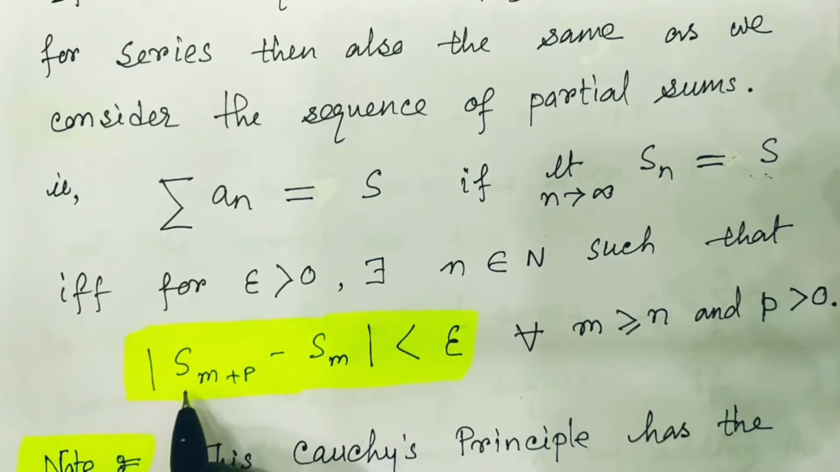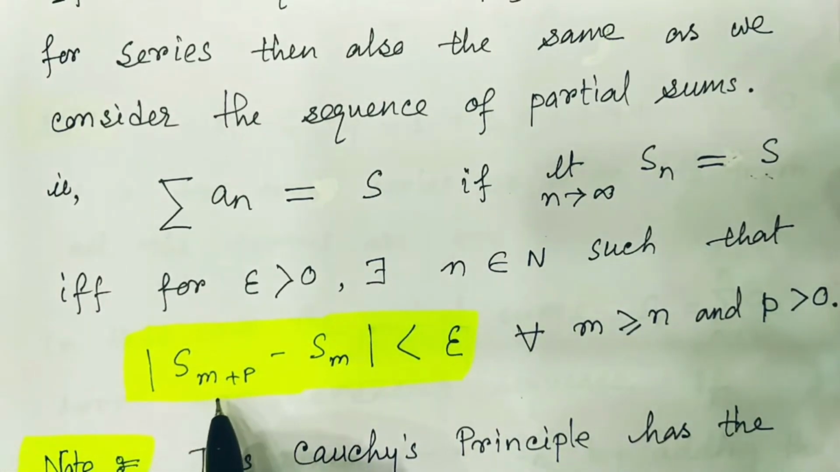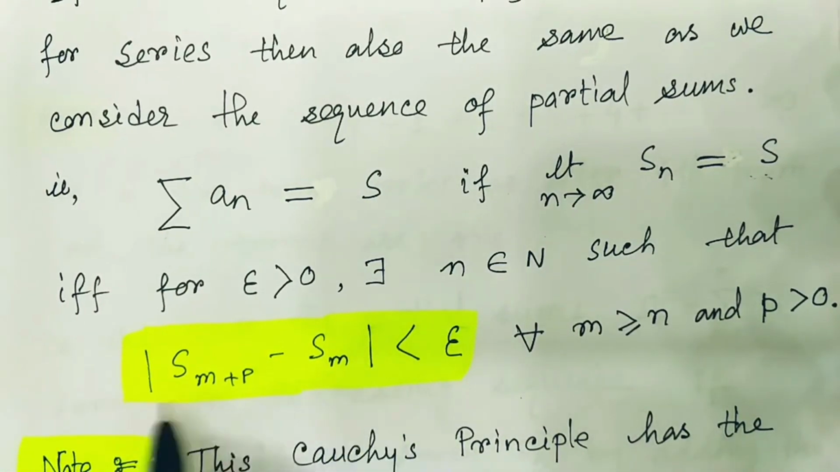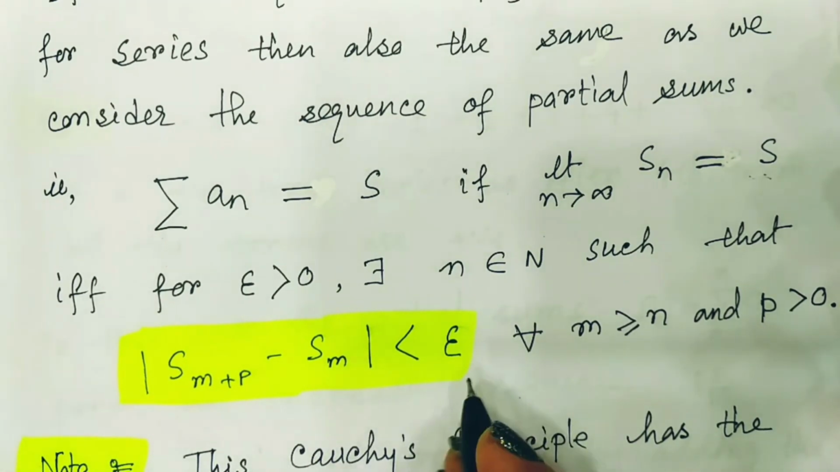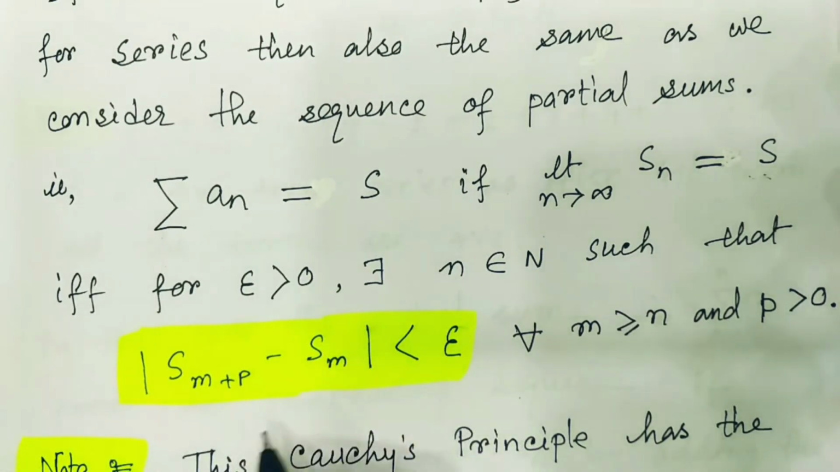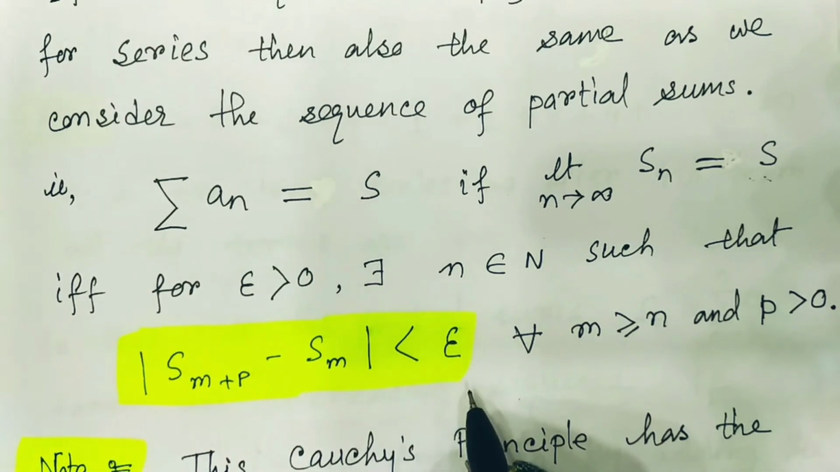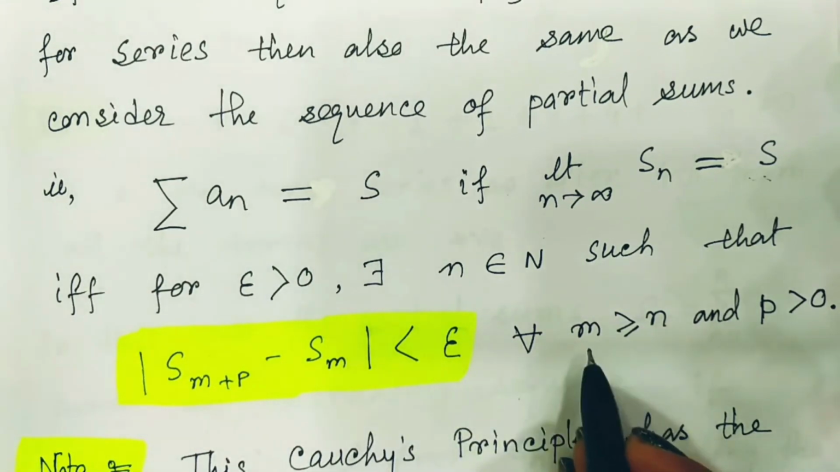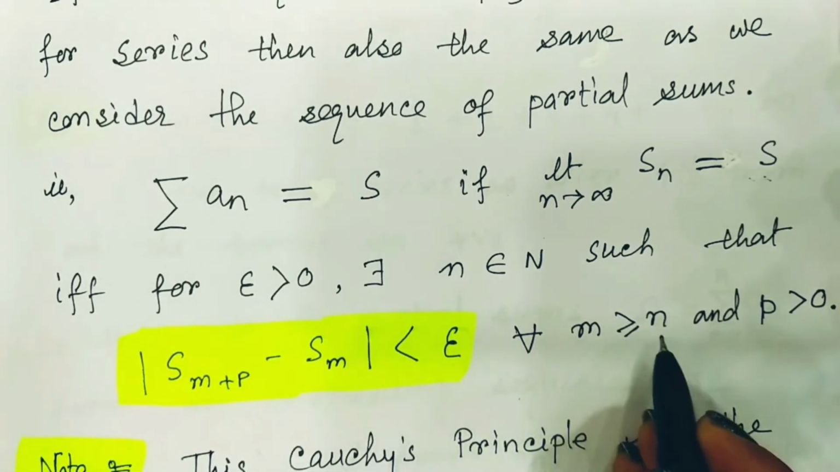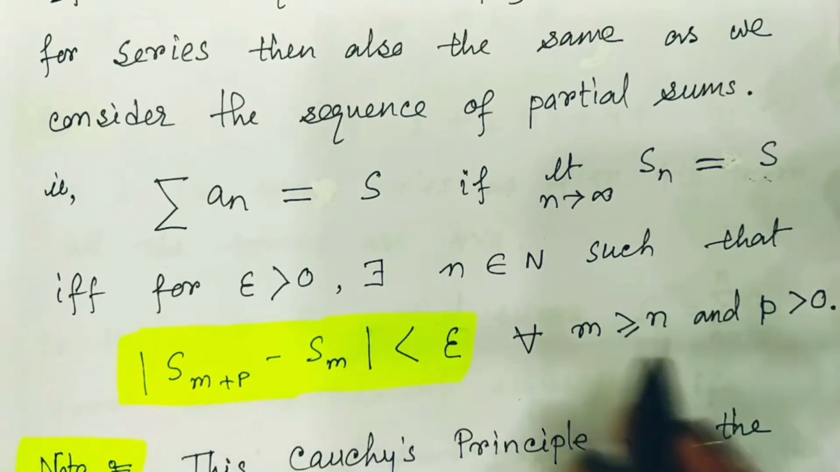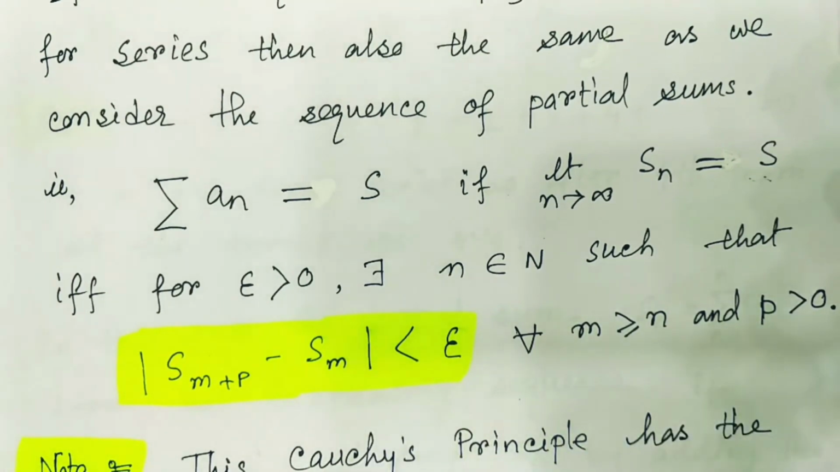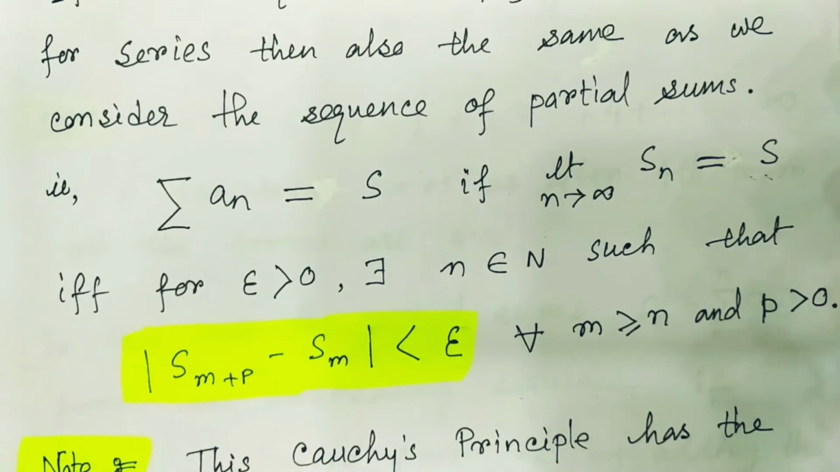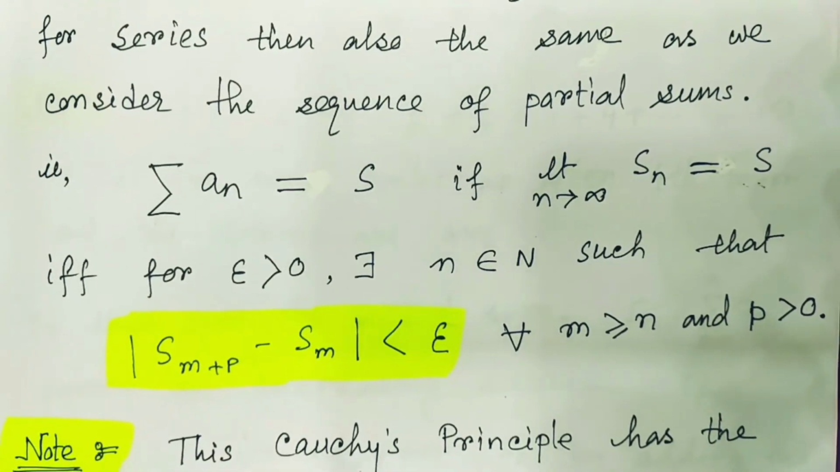Just look, this is the (m+p)th partial sum and this is the mth partial sum. If we take the difference of these two, and we can show that this difference is less than epsilon, a very small quantity, for all m greater than or equal to N and p greater than 0, then we can say the series is convergent. Otherwise, the series is not convergent.